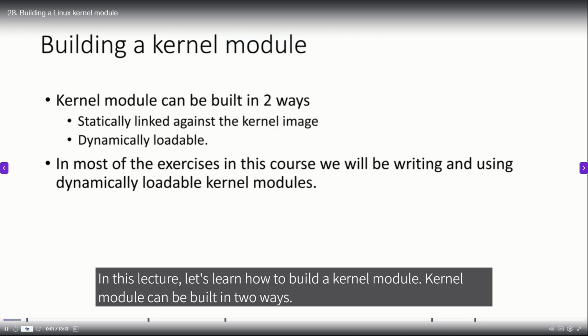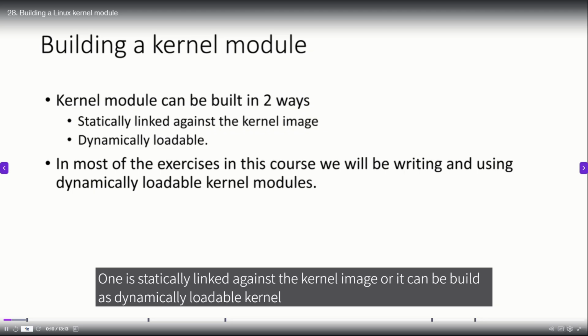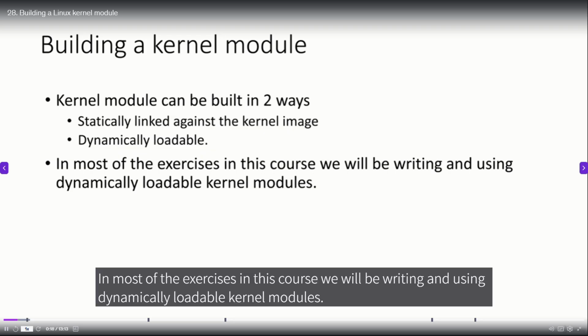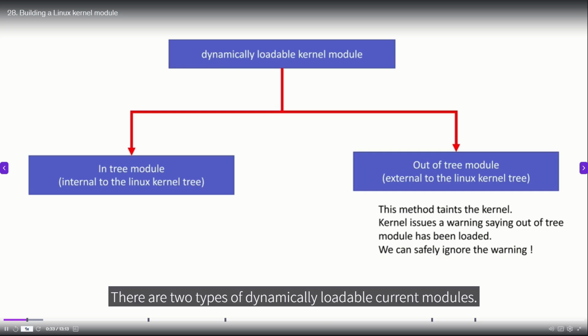In this lecture, let's learn how to build a kernel module. A kernel module can be built in two ways. One is statically linked against the kernel image, or it can be built as a dynamically loadable kernel module. In most of the exercises in this course, we'll be writing and using dynamically loadable kernel modules. There are two types of dynamically loadable kernel modules: in-tree modules and out-of-tree modules.